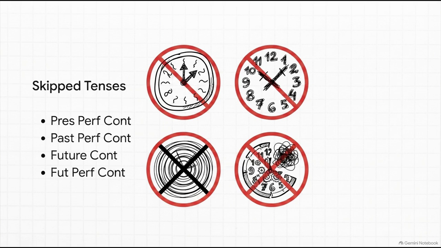Trying to force these into a passive structure makes sentences incredibly clunky. Just imagine trying to say, the letter will have been being written by Ram. I mean, no way, right? It's an absolute nightmare. So your cognitive load is instantly reduced. You really only need to master the 8 formulas we just went over.